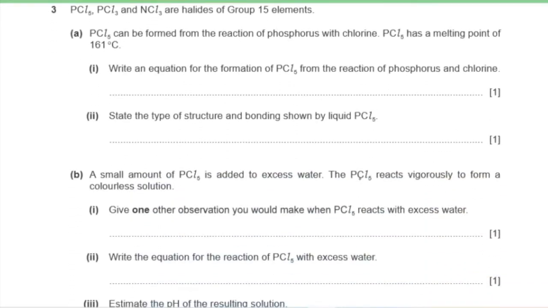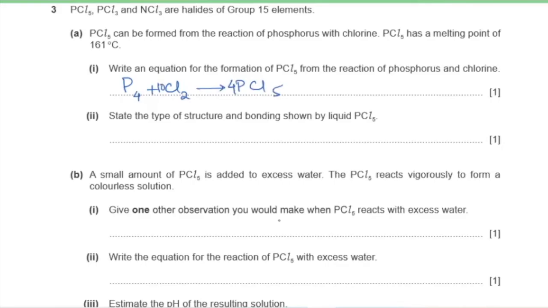Question number 3, PCl5. PCl3 and NaCl3 are halides of group 15 elements. PCl5 can be formed from the reaction of phosphorus with chlorine. PCl5 has a melting point of 161 degrees Celsius. Write an equation for the formation of PCl5 from the reaction of phosphorus and chlorine. Phosphorus exists as a molecule P4 plus chlorine gas gives PCl5, 4 moles and 10 moles of chlorine gas.